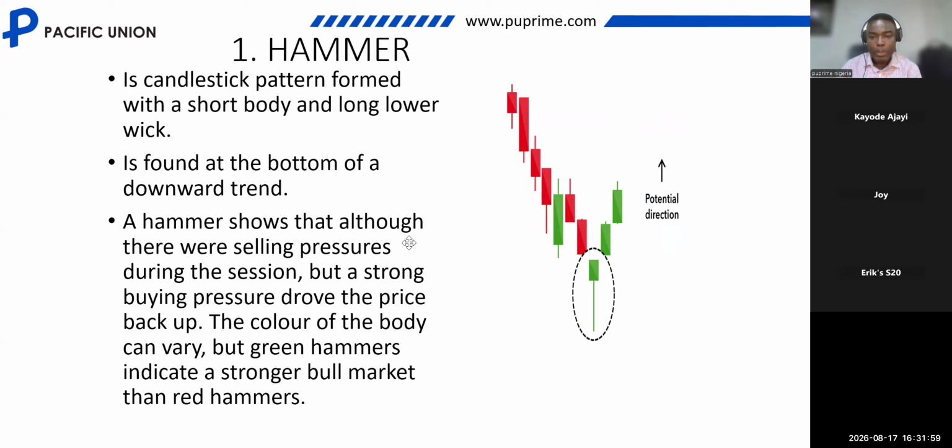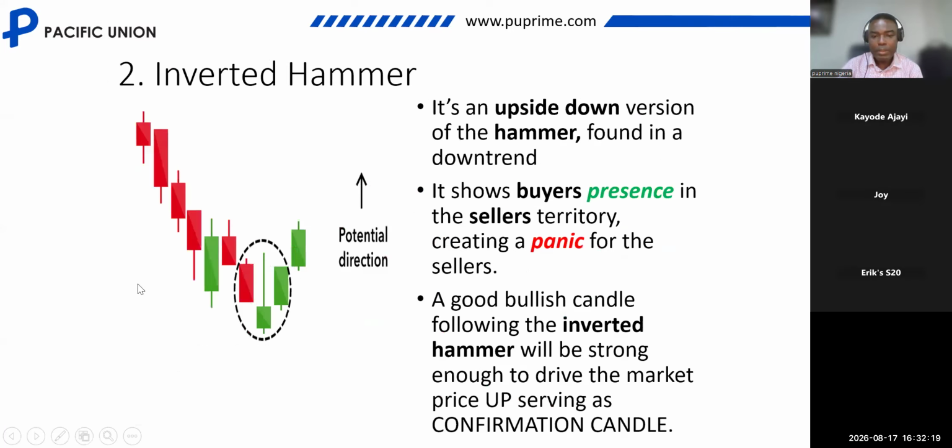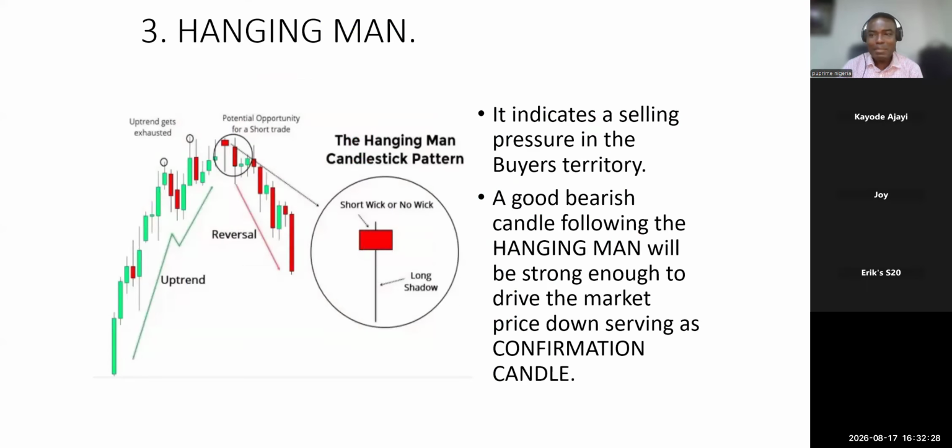Yes, sir. Okay. This is hammer. Hammer is formed at the bottom of a downtrend, and it indicates reversal from downtrend to uptrend. It is a candlestick with a small body and long lower shadow. Then did you say hanging man or inverted hammer? The second one, hanging man. Okay. Now the hanging man is purely different. It's at the top of the uptrend.